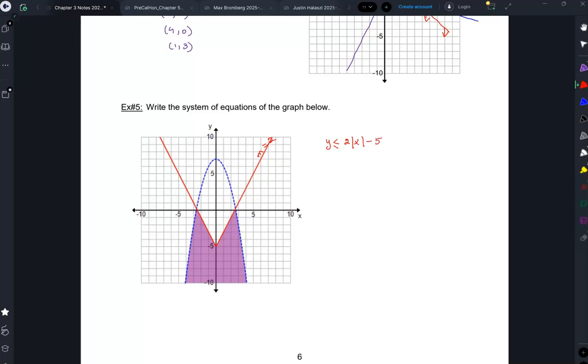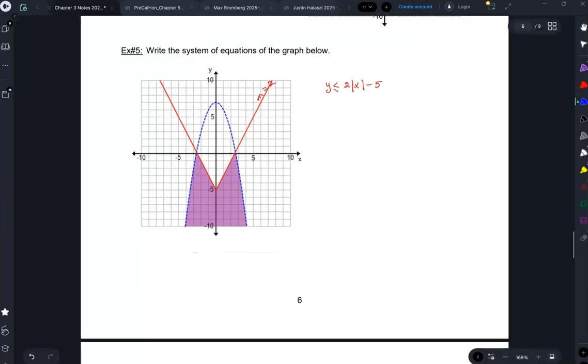Is that right? Yeah. Okay, for the parabola, remember I need to do the equations, right? So y equals a.